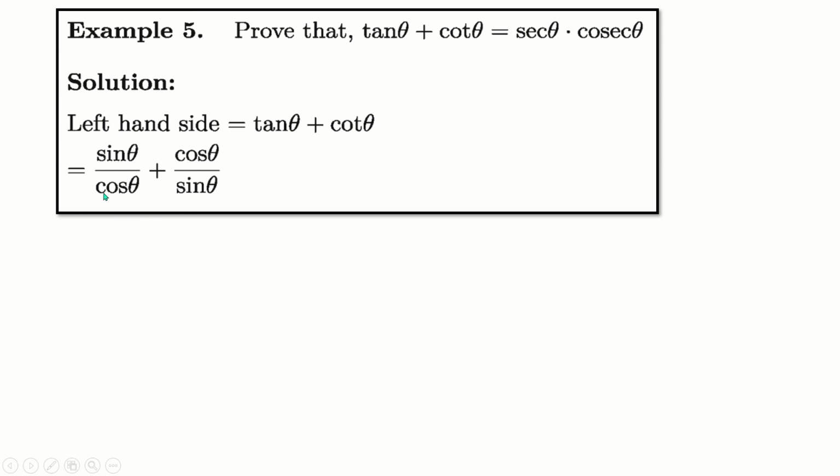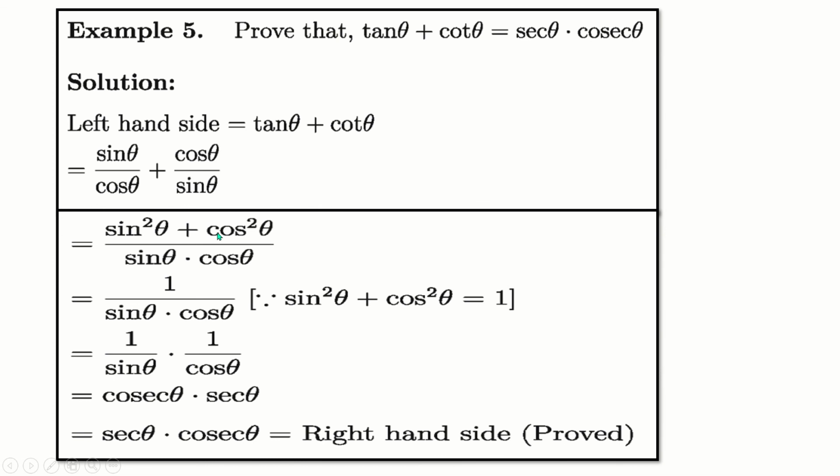Now the LCM will be sin theta cos theta. So here will be sin square theta plus cos square theta, because here the LCM is sin theta into cos theta. So at first we have to divide this by cos theta. As a result, here will be sin theta, and we have to multiply sin theta and this sin theta. Here will be sin square theta. We know how to simplify the addition of fractions.